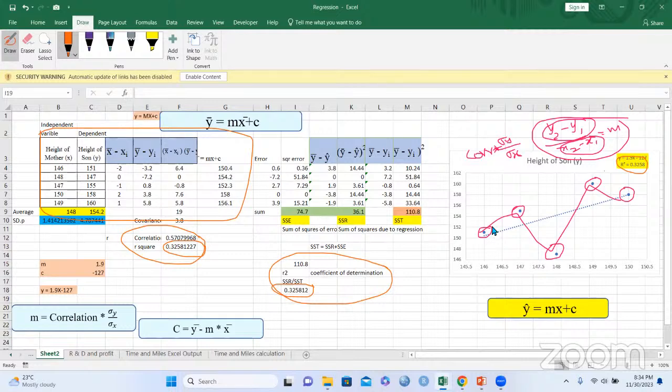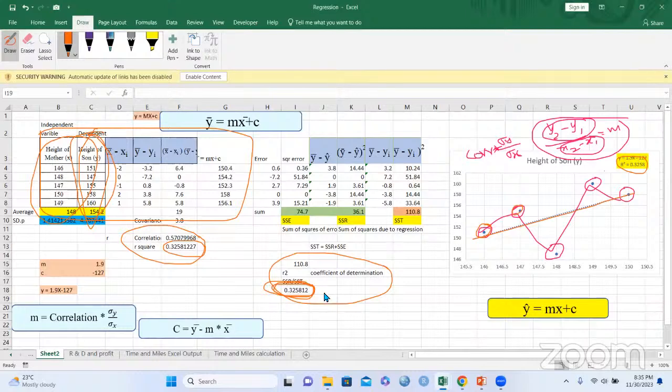So these are the observed heights, and this is the predicted line. The mother's height is able to explain only 32% of the variation in the son's height. That is the inference that you have to make, either with Excel or manual calculation. Calculation is not at all a big deal. Since we are teachers, you should know the implications of these things. R square tells that only 32% of variation in son's height is determined or explained by the mother.